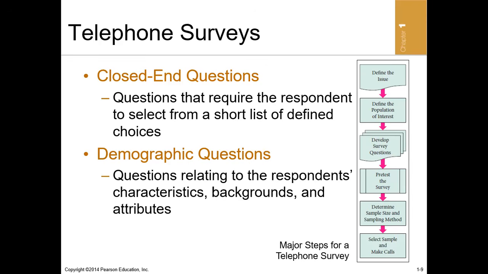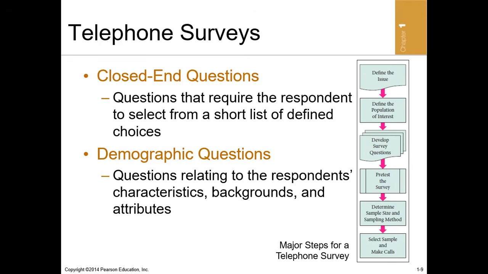Then we can have open-ended questions, where I can ask the person, where are you likely to be on the weekend? Then the person will give his own answer. And when that happens, we call it open-ended questions. Then we can also have demographic questions. Demographic questions are questions relating to the respondent's background, characteristics and attributes. When you ask questions on somebody's age, income, level of education, marital status, gender, all these things are referred to as demographic questions.